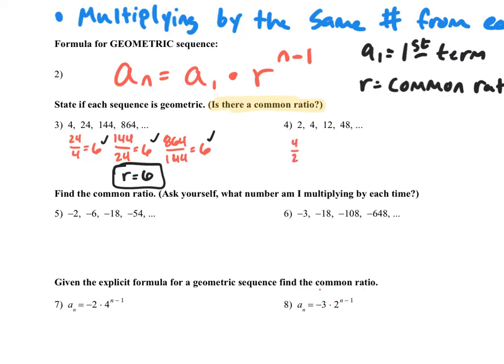Okay. Now, to show you one that possibly might not work, let's look at this next one. 4 divided by 2 is 2. But then when you go 12 divided by 4, you get 3. Those are different. So you would say for this that it is not geometric.